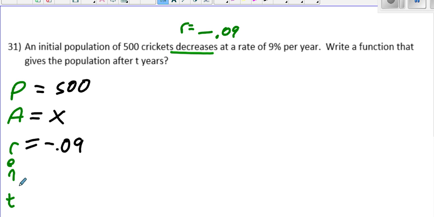Then it's a question. Is it e or n? If it tells you how often it's compounded, that would be more like money. It would be an n equals. This one doesn't tell you, so it's e. It just tells you you're doing the e formula. So it's Pe to the rt is the equation. So we're using e instead of n. And then t says for t years.